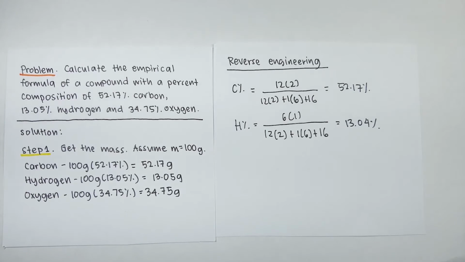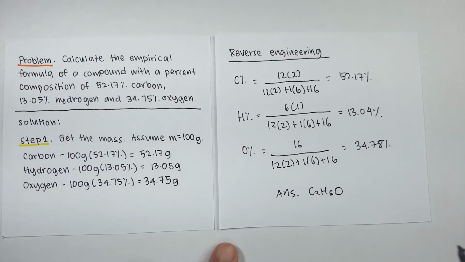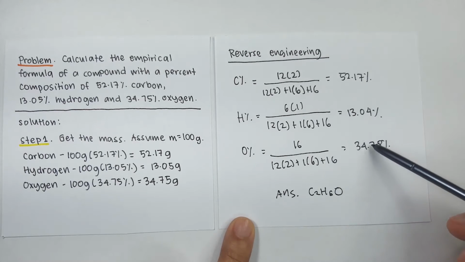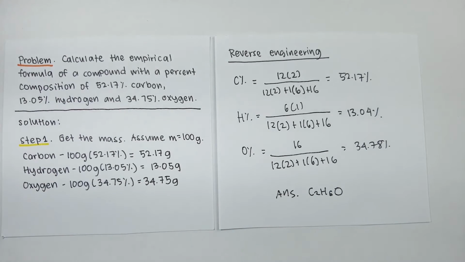To get the percent composition of hydrogen, that is 6 times 1 divided by 12 times 2 plus 1 times 6 plus 16, that is equal to 13.04%. And last, to get the percent composition of oxygen, that is 16 divided by 12 times 2 plus 1 times 6 plus 16, that is equal to 34.78%. So as you can see, though not exactly equal, pero since almost equal din naman, so okay lang. So definitely, itong C2H6O is the correct answer.